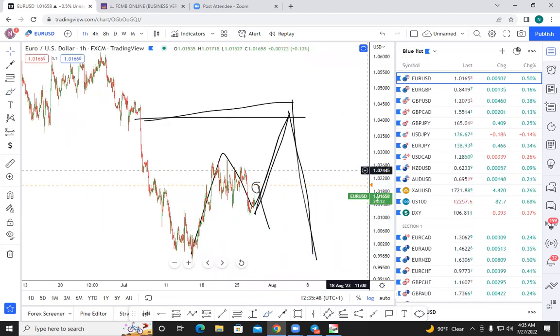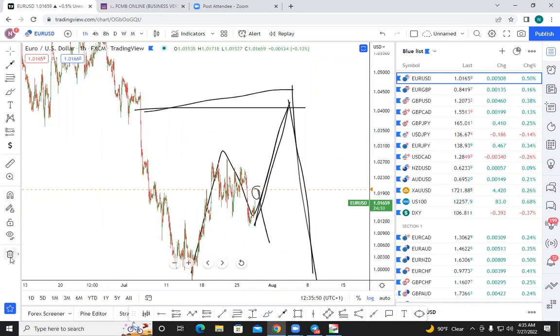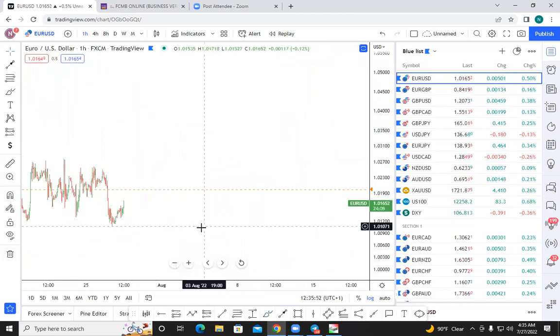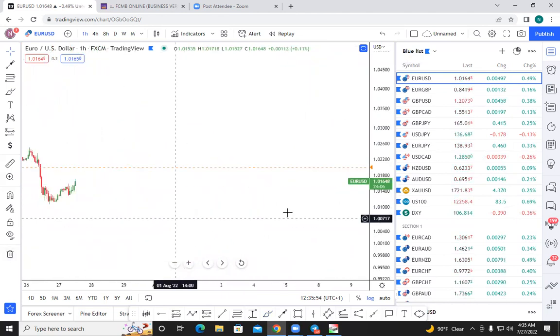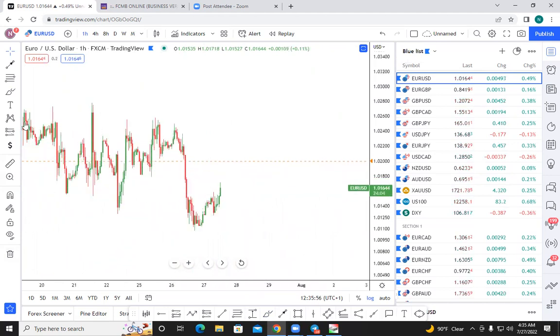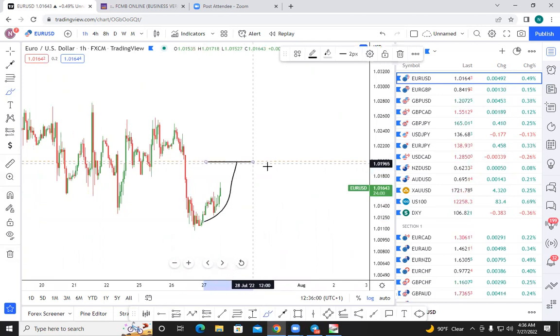But presently in my signal channel, we are in the buy of euro dollar. We want to buy it just to this level and see what will happen, but you cannot enter now, it's late.